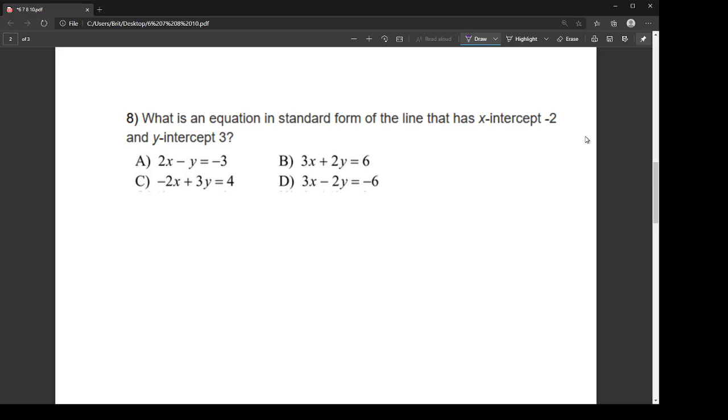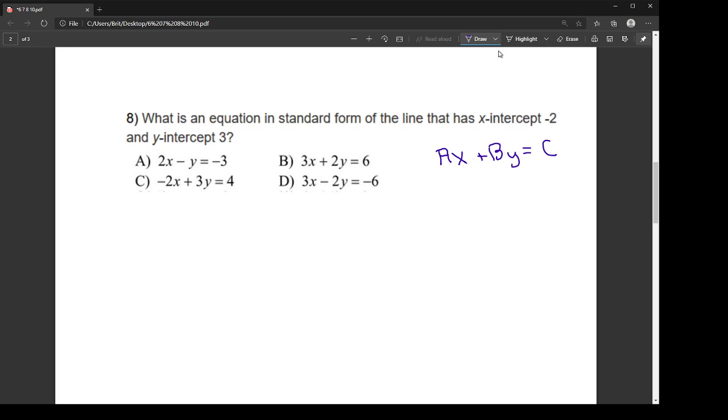Here we have the question of what is an equation in standard form of the line that has the x-intercept of -2 and y-intercept of 3. Now recall the standard form is the equation written as ax plus by is equal to c. So when we have these intercepts, what we can do is plug them into the equation and see which equation has both of these working.